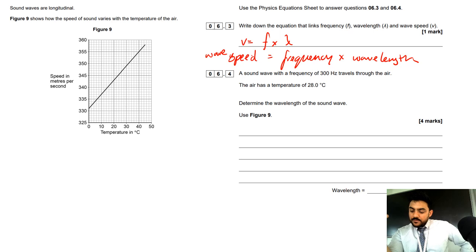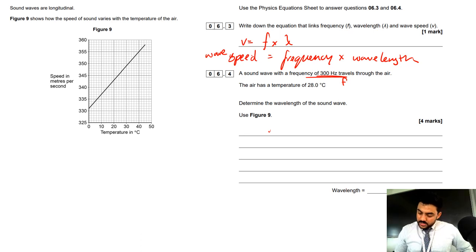A sound wave with a frequency of 300 hertz travels through the air. The air has a temperature of 28 degrees Celsius. Determine the wavelength of the sound wave. So that is our frequency, F, and we just need to find the wave speed from the graph.